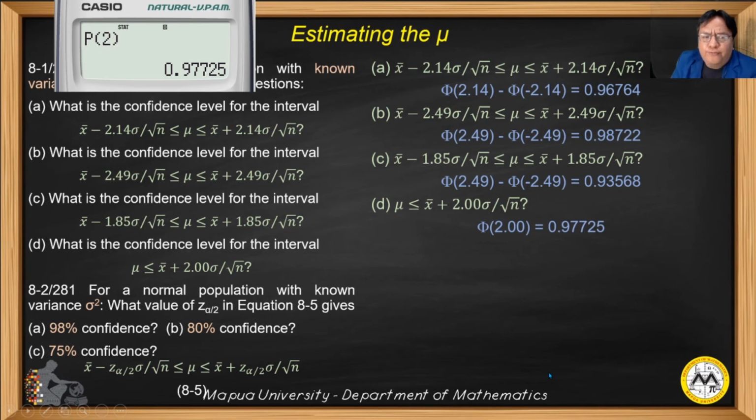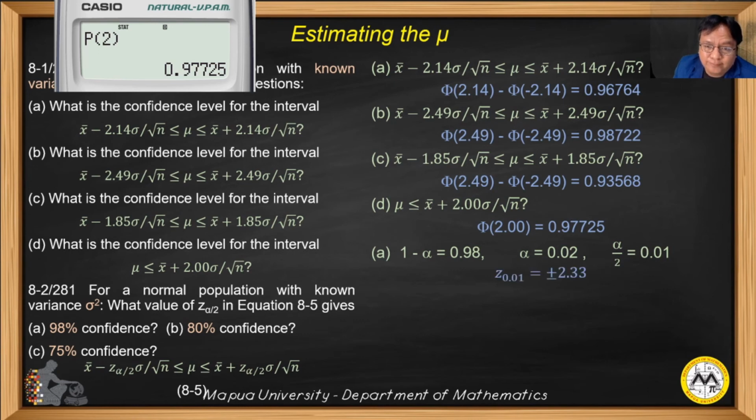Now, if we are given the confidence level, say for example 98%, and it is said that it is a two-sided confidence interval, we find the errors. 98% is the confidence, so outside we have 2% error. This 2% error is divided into two parts, the lower tail and the upper tail. If we look at our statistical table, the value that would give us 0.01 is 2.33.